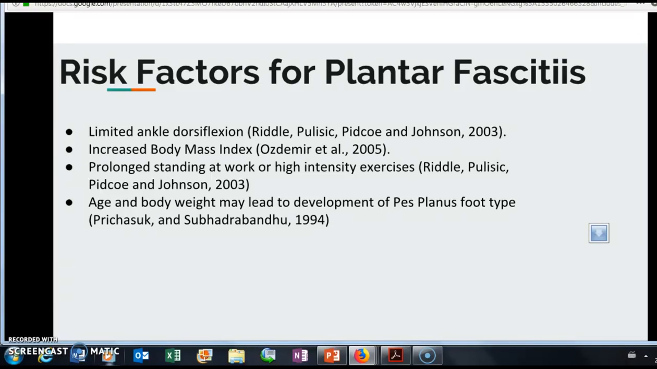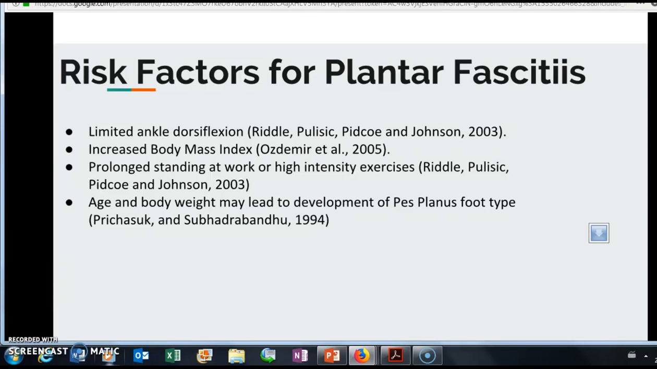Also, prolonged standing at work during an 8-hour or 10-hour shift, such as security guards during the Melbourne Cup event, or high intensity exercises such as elite athlete runners who train hard and compete over and over again. Those sorts of jobs or professions make them prone to extra stresses or pressures on the plantar fascia, and that develops plantar fasciitis down the track.